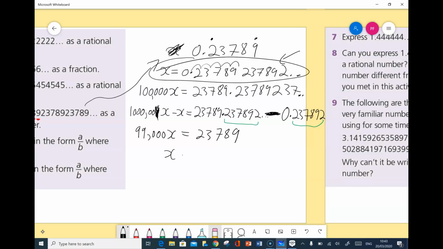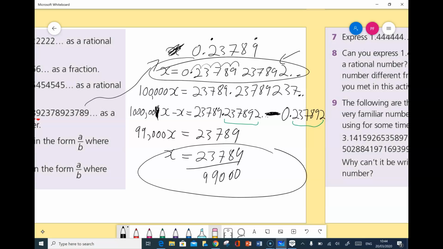So 99,999 is multiplying x. When it comes over, it divides. So you put that into your calculator. You can simplify if you want, and there's no harm in finding out what it simplifies down to. Where's my calculator? I've got 23789 divided by 99,999. Nope, it doesn't simplify, so that's perfect.